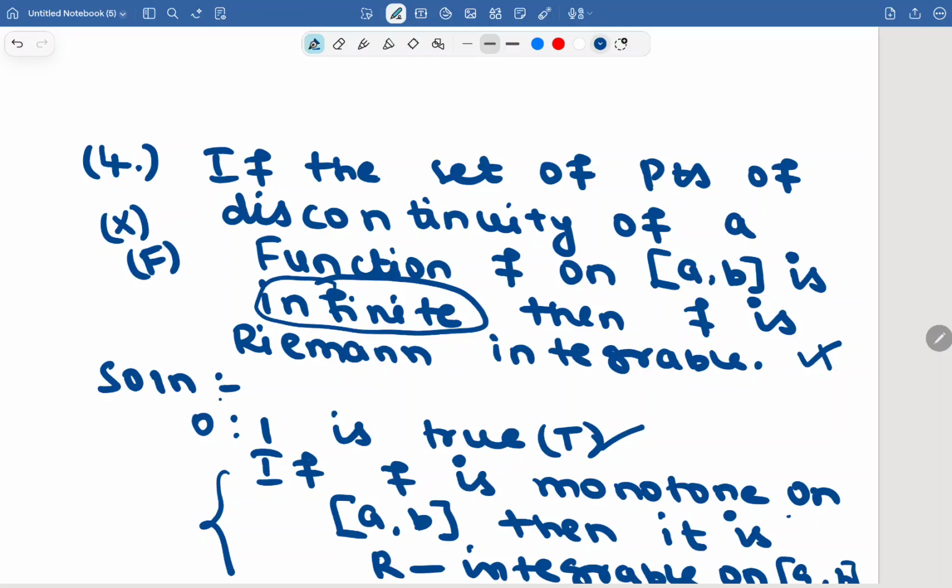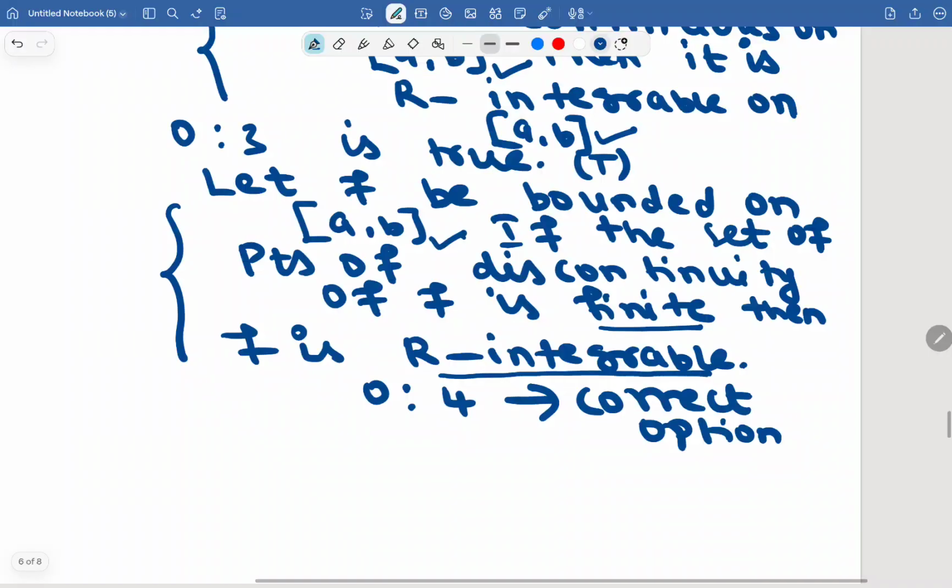We have to pick out the false one. Why am I saying false? Only for a finite set of points of discontinuity of a function f is it Riemann integrable, not for infinite. Therefore, for this problem, option 4 is the false statement. Therefore, option 4 is the correct option.